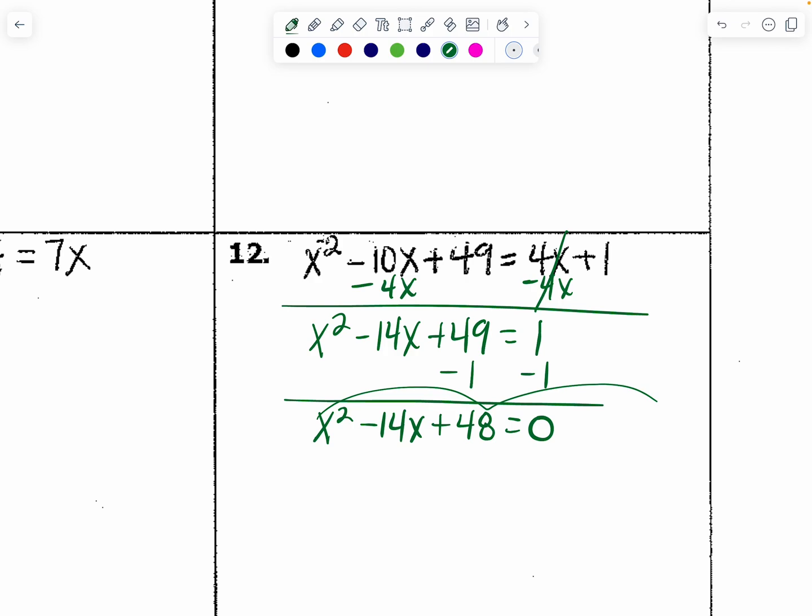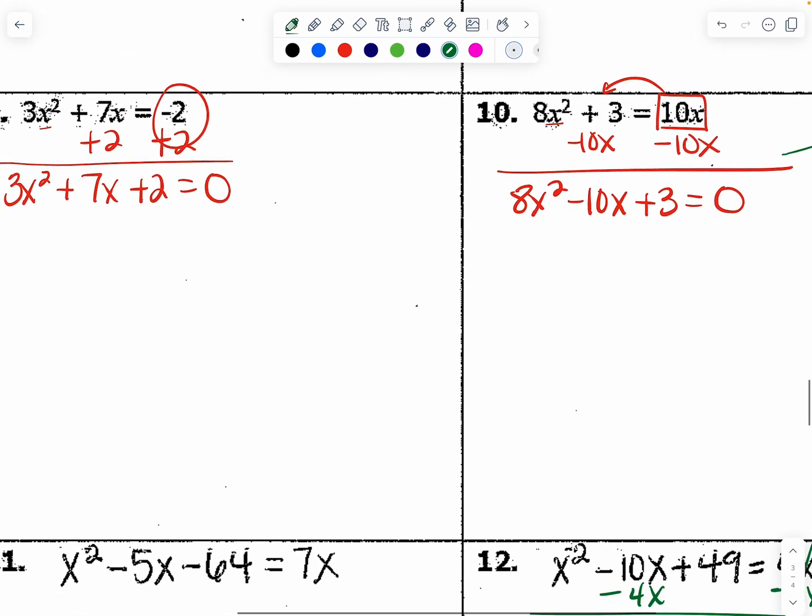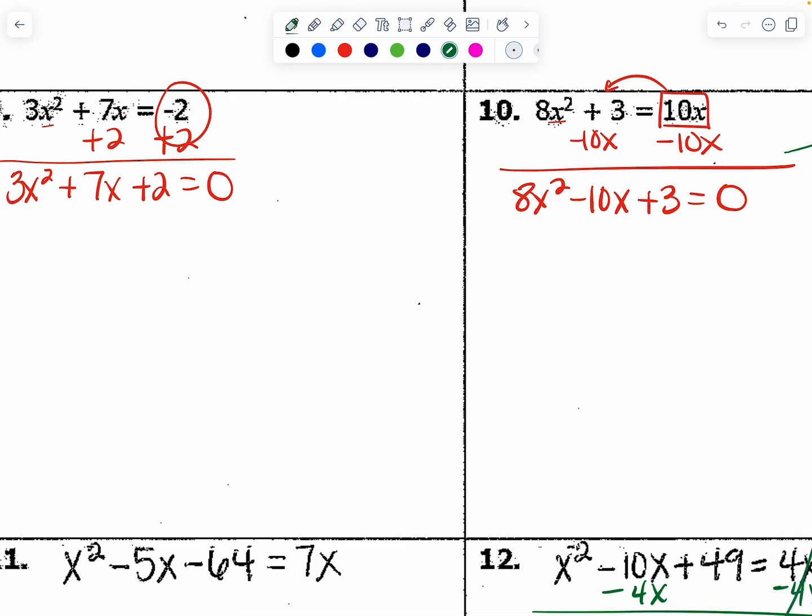Please understand what I just did on number 12 and what we did on 9 and 10. Those aren't done. You would then need to factor it and keep going and getting x equals something and x equals something. I was just showing you how to set them up.